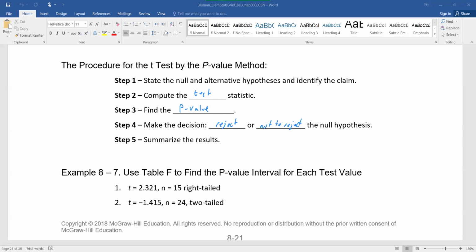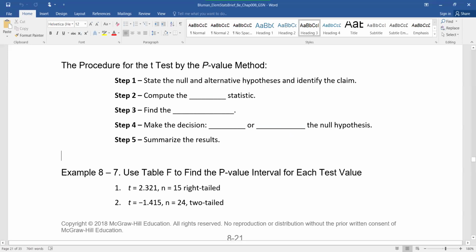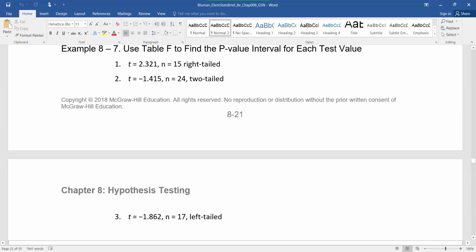I went through those notes pretty fast there. Seems to be the same process every time. So example 7 says, using table F, we're going to find the p-value intervals for each test value. So if I get t equals 2.321, n equals 15, and it is right-tailed.